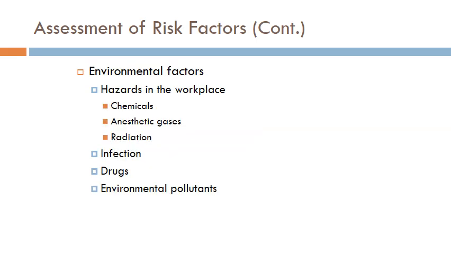And lastly, the environmental factors for high-risk issues are hazards in the workplace, such as chemicals, anesthetic gases, radiation. These are all teratogens that we talked about before at the end of Chapter 6. Teratogens are the environmental substances or exposures that result in functional or structural disabilities. They include drugs, chemicals, infections, exposures to radiation, certain medical conditions such as diabetes and PKU.